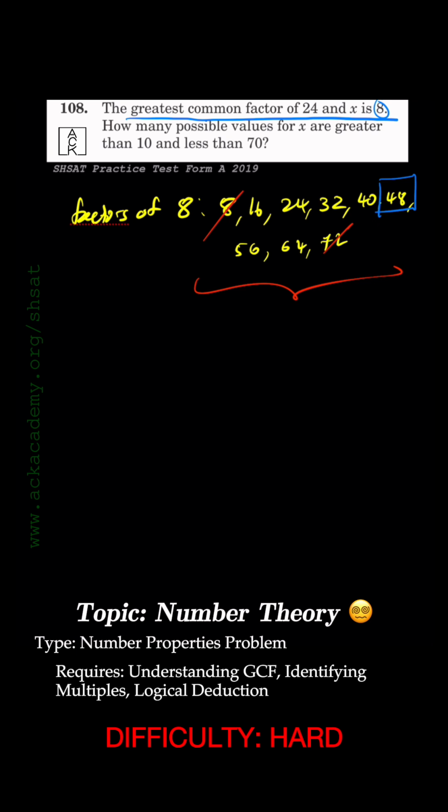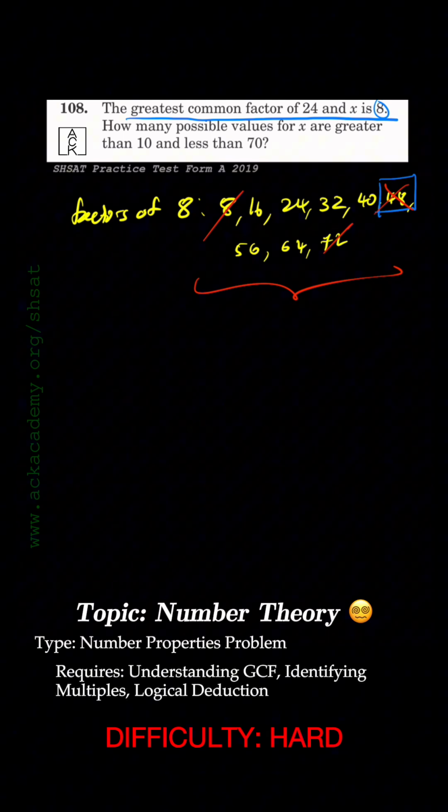This 48 here, 24 can go into 48. So 24 becomes the greatest number that can go into 48, and we don't want that. It's asking how many possible values of x where the greatest common factor of 24 and x is 8. So because of 48, we can't use that, because then the GCF, or the greatest common factor, would be 24, not 8.